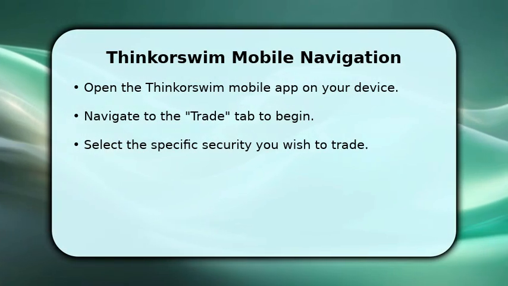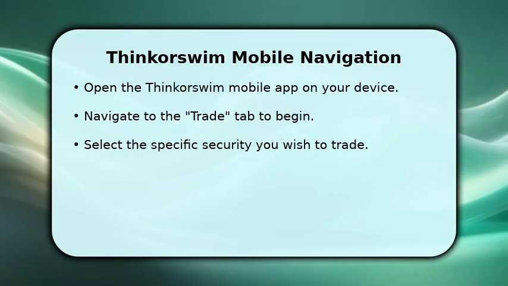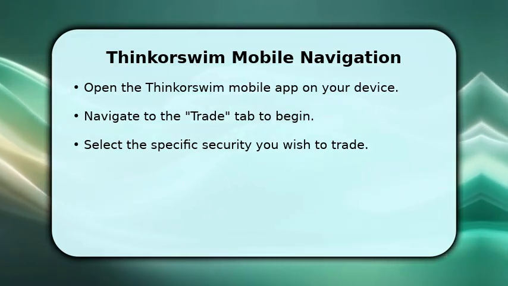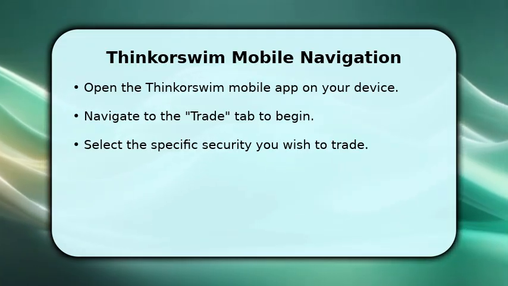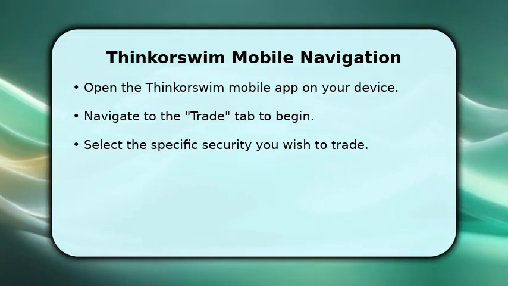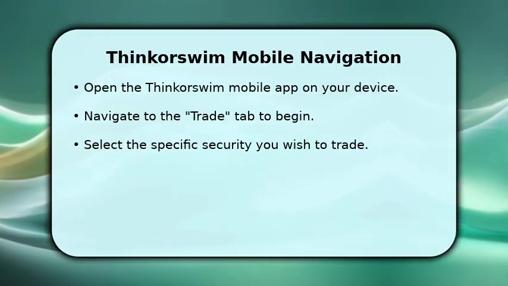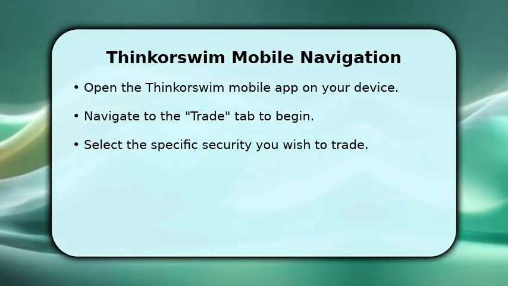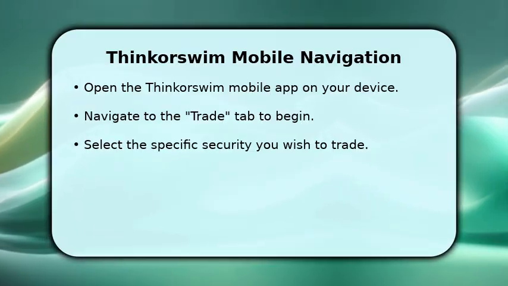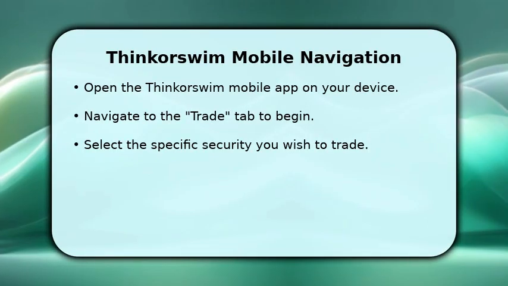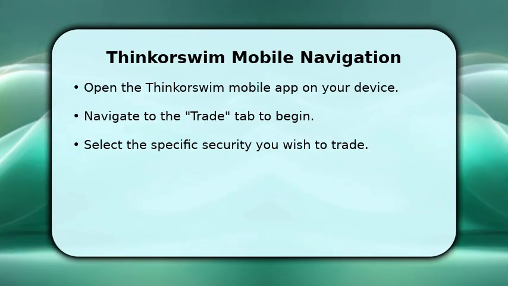First, open your Thinkorswim mobile app and log in. Once inside, you'll want to tap on the Trade tab, usually found at the bottom of your screen. This is where you'll initiate all your trading activities. Next, search for and select the specific stock, option, or future you intend to place an OCO order on. This will bring up the order entry screen for that particular security.